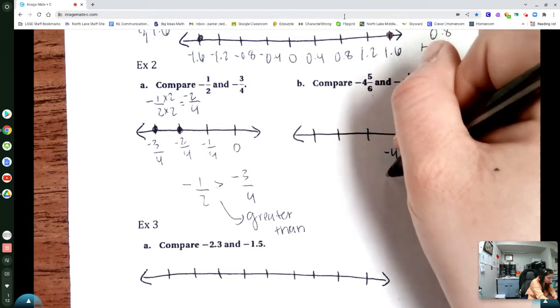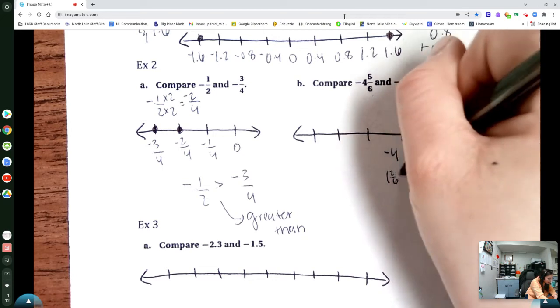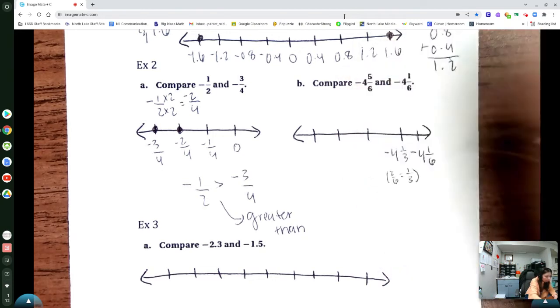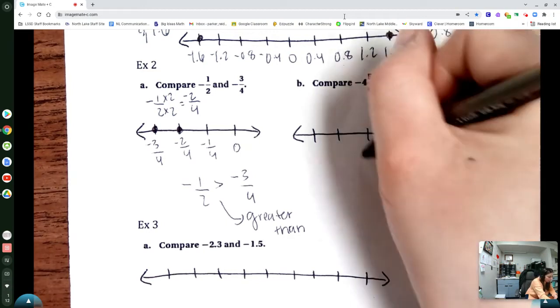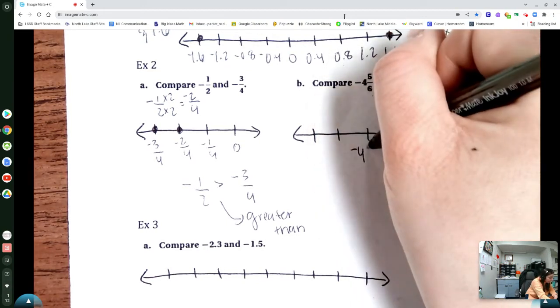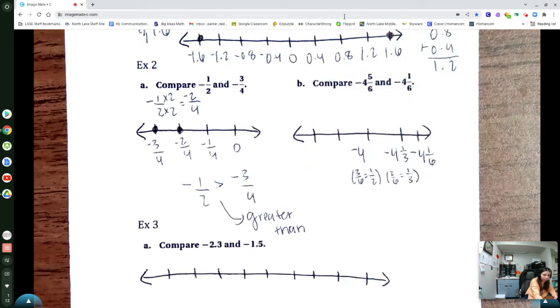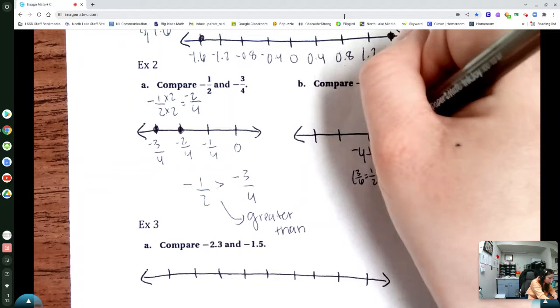2/6. But if I simplify 2/6, I could change that into 1/3. If I divide both by 2, I get 1/3. So I'm going to write negative 4 and 1/3. Next, I would have negative 4 and 3/6, but 3/6 can be simplified to be 1/2. If I divide both by 3, I get 1/2.